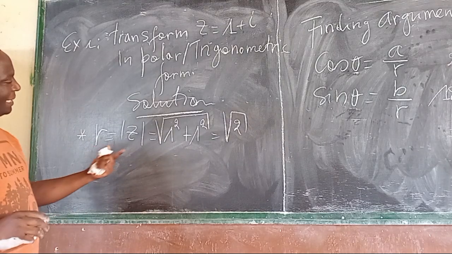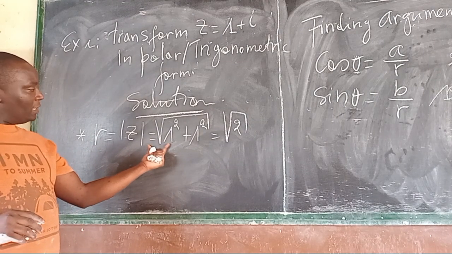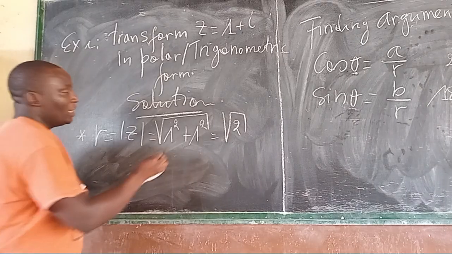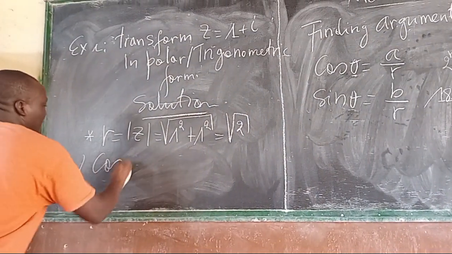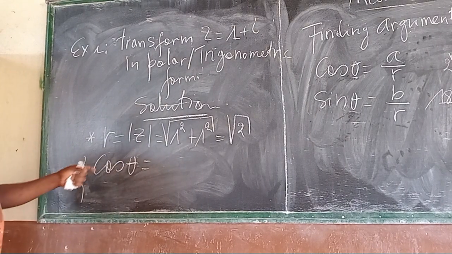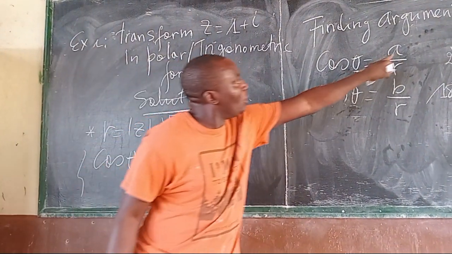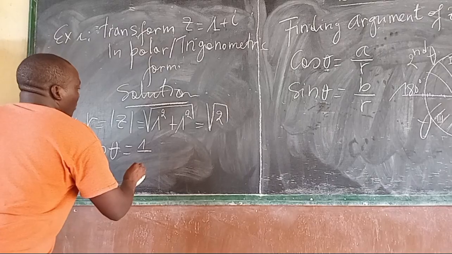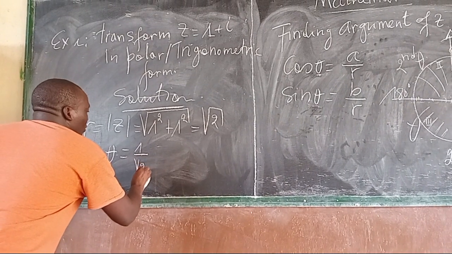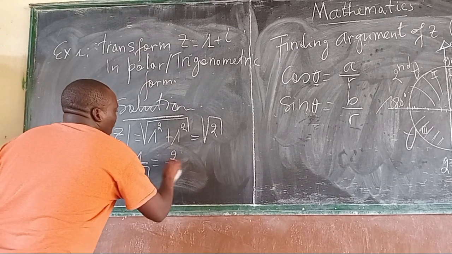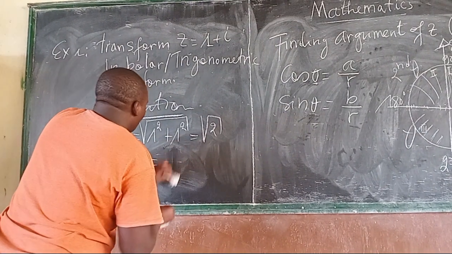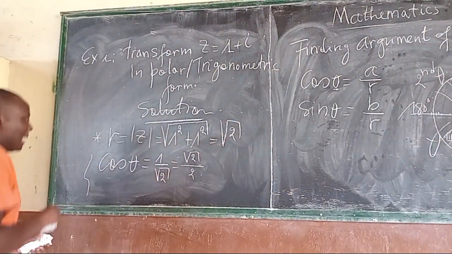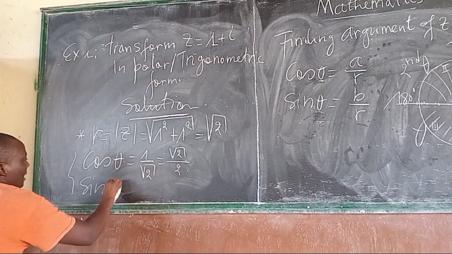Then, after getting the modulus of my given complex number, it becomes very, very simple and easy to get the value of cosine. Cosine of an angle theta, I take the real part out of the radius. Real part is equal to 1 out of the modulus. Modulus equal to square root of 2, so 1 out of square root of 2. Here you use a conjugate: square root of 2 out of 2. Then how to get the sine of an angle theta? This value.